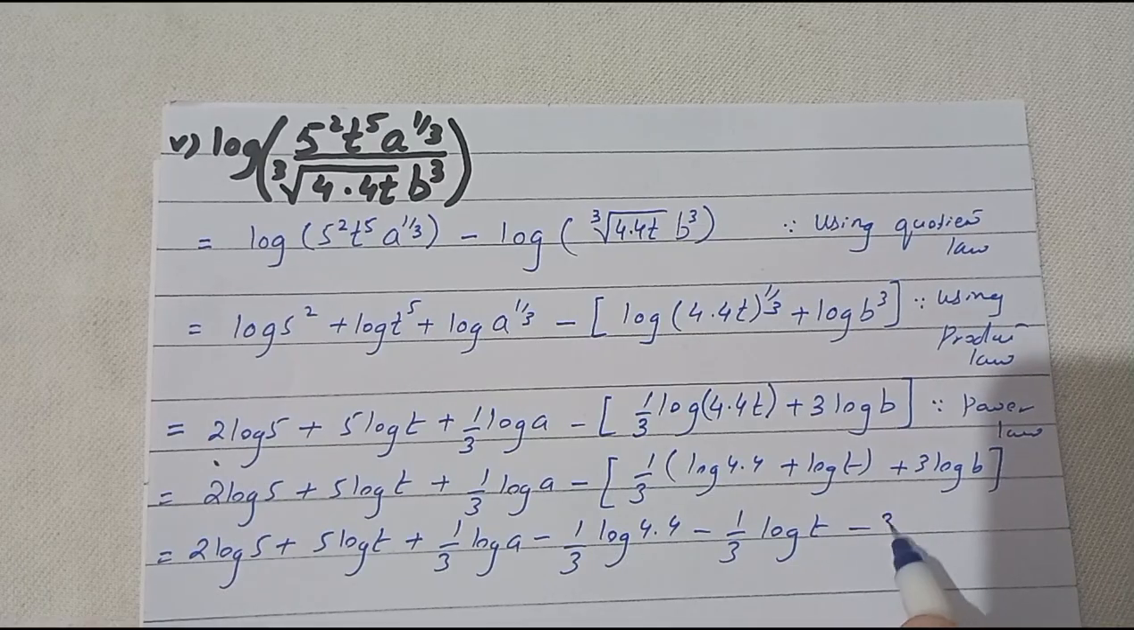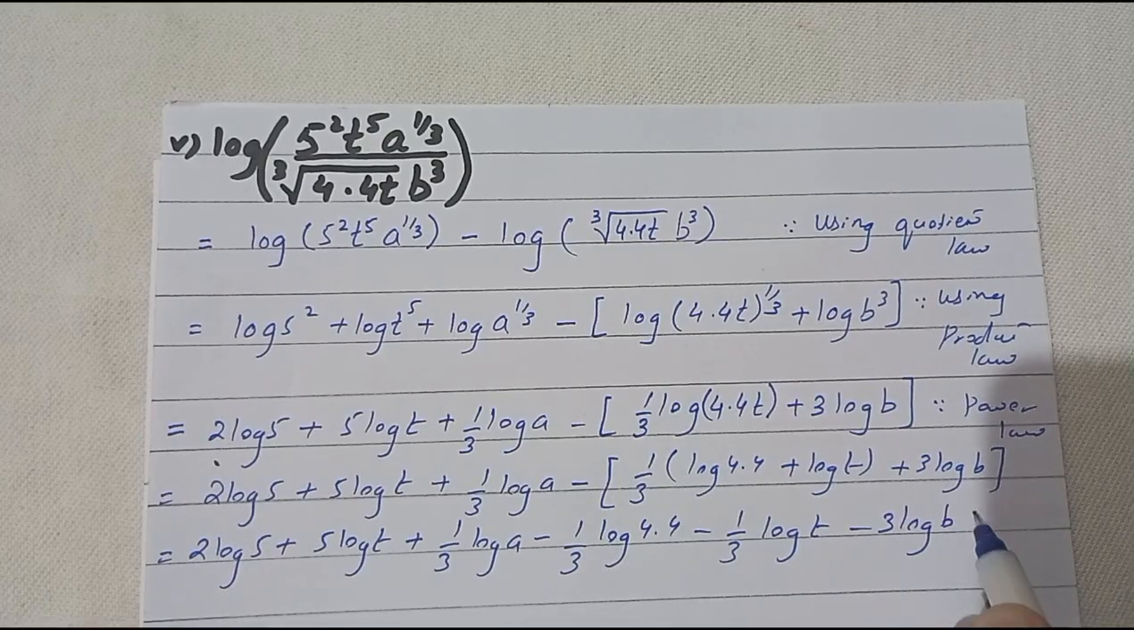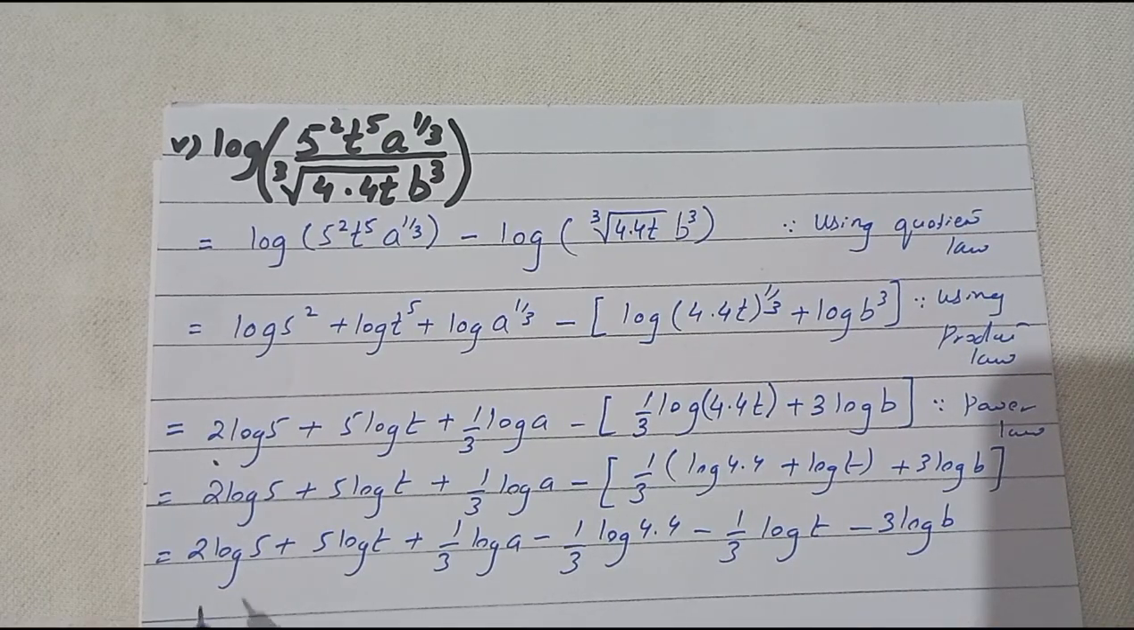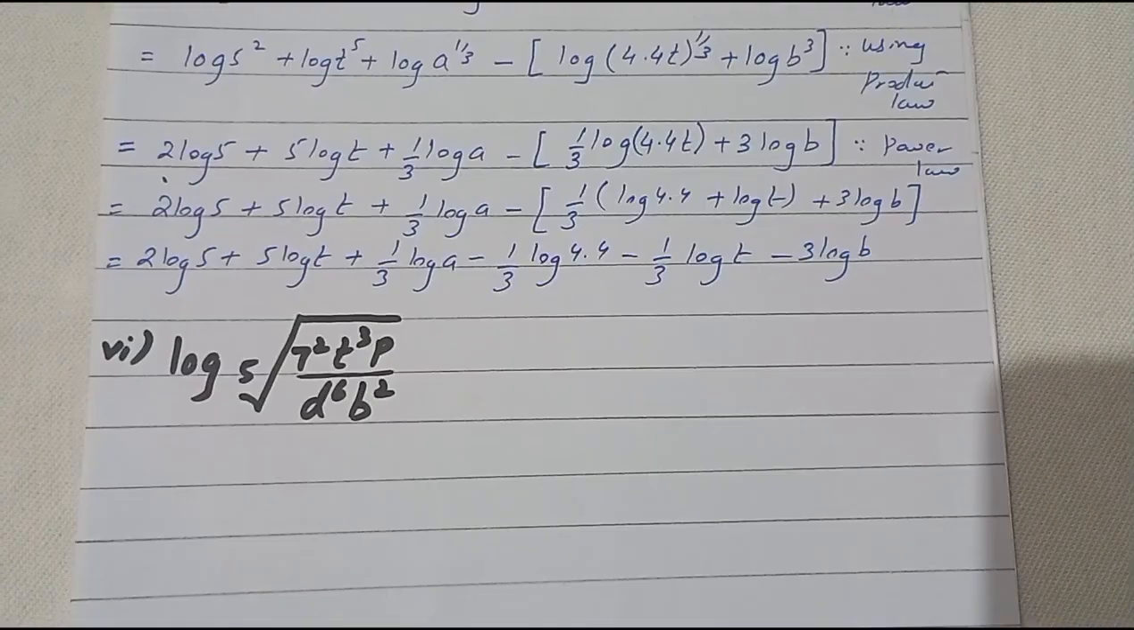So the final answer is 2 log of 5 plus 5 log of t plus 1 by 3 log of a minus 1 by 3 log of 4.4 minus 1 by 3 log of t and minus 3 log of b.